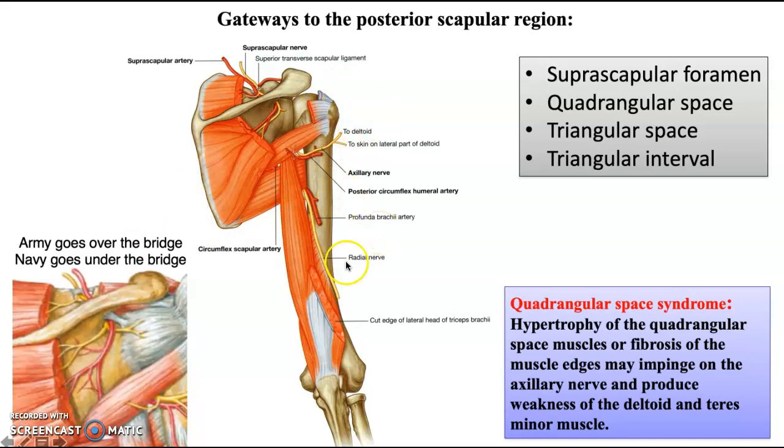Okay, and another area is on the other side of the long head of the triceps, which is bounded by teres minor above, teres major below, and long head of the triceps on the medial side, on the lateral side actually. And the structure that travels through this one is the circumflex scapular artery. And the last one is the triangular interval, that is the space between the long head of the triceps, then teres major, and the shaft of the humerus. And the most important structure that travels through that triangular interval is the profunda brachii artery, which provides blood supply to this area.